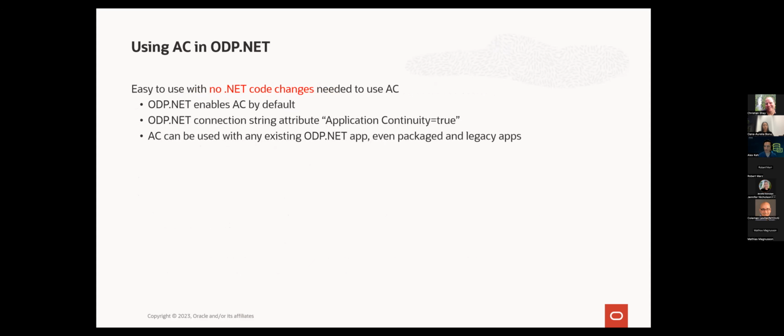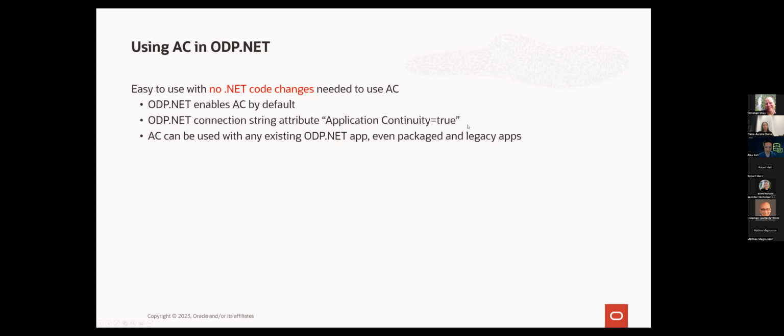So how do you use it if you are a .NET developer? We've actually had this enabled for unmanaged ODP.NET for quite a while now. We're just bringing it over to managed and core versions of ODP.NET, which most customers are using now. We have it on by default. So generally, you should have no code changes unless you've explicitly turned off application continuity.